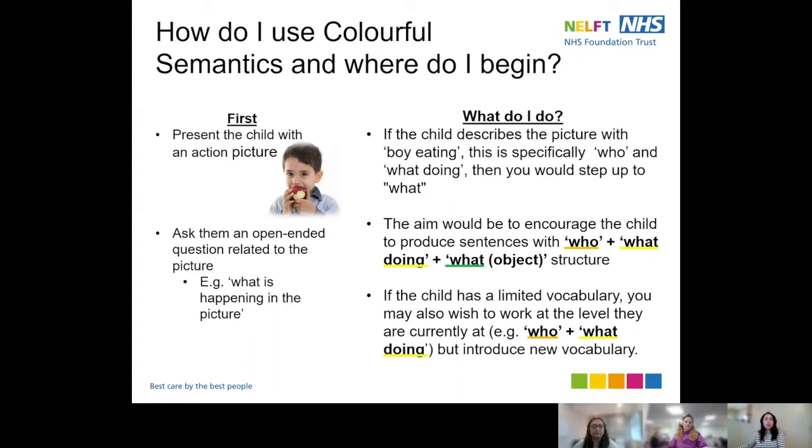So, show the young person an action picture and ask them, what is happening? If the child says, boy eating, we can think about stepping up to extend their sentences by adding boy eating apple. If the child has a limited vocab, you may wish to work at the level they're currently on. So for example, if the young person says boy apple, you may wish to work on the verb eating. Verbs are really important because they give the meaning to the sentence, and children need to get a range of verbs in order to begin using lots of different sentences.